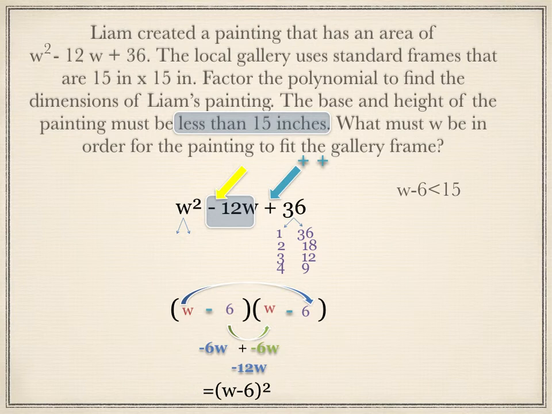So then we want to solve for w because the question asks what must w be in order for the painting to fit in the gallery frame. So to get w by itself, we're going to add 6 to both sides, and we get w is less than 21. So w is less than 21 would be our answer.